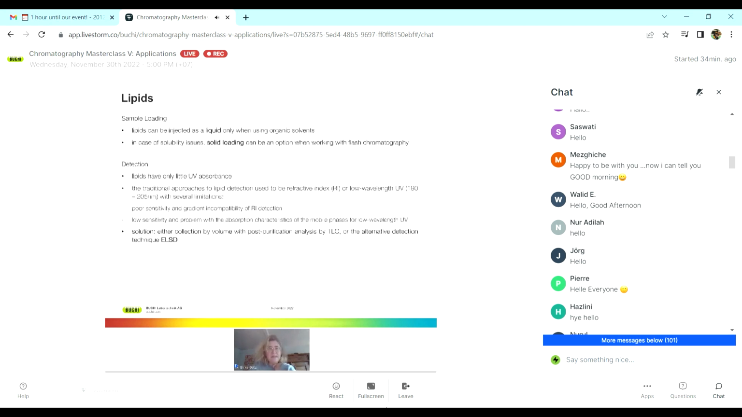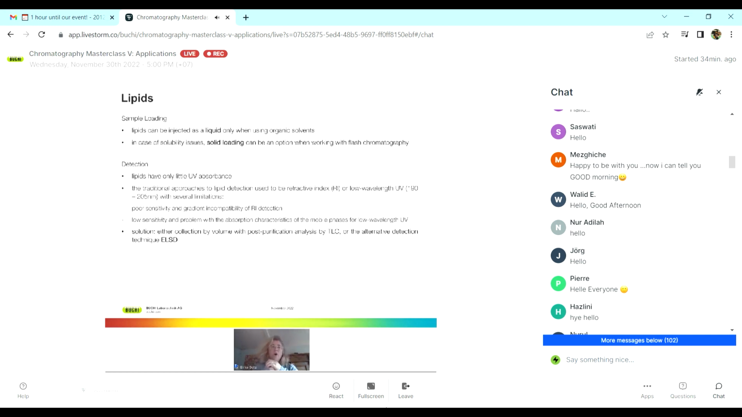Sample loading: lipids can be injected as a liquid, but only when you use organic solvents. I think that's clear. If you really have a solubility issue, then you could go for a solid loading. That's also an option when you work with flash chromatography. Detection, that's very interesting because lipids have only little UV absorbance. Traditionally, users used a refractive index or low wavelength UV, but there you have several limitations, for example the poor sensitivity, the gradient incompatibility, or the problem with the absorption characteristics of the mobile phase when you work with low wavelength UV.